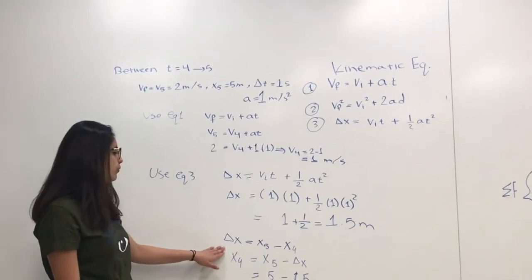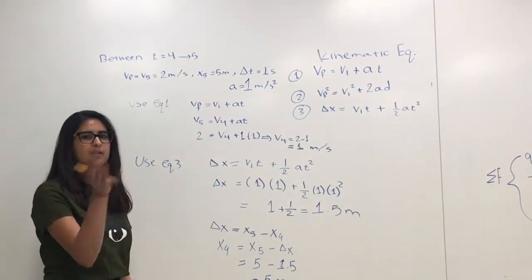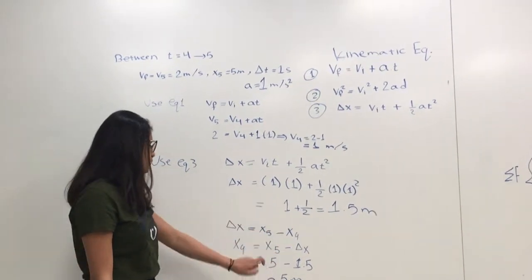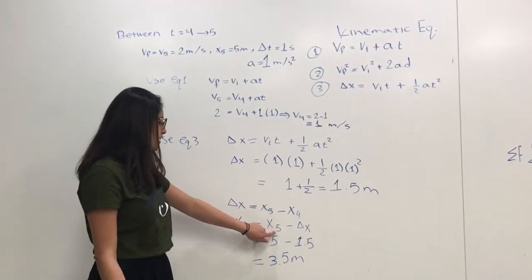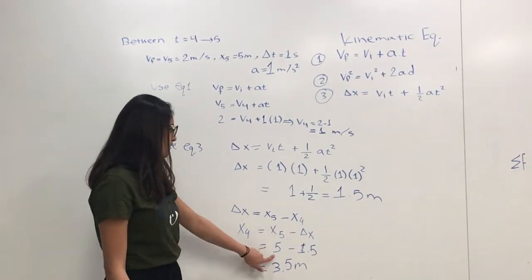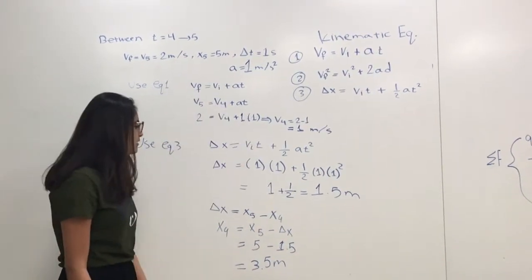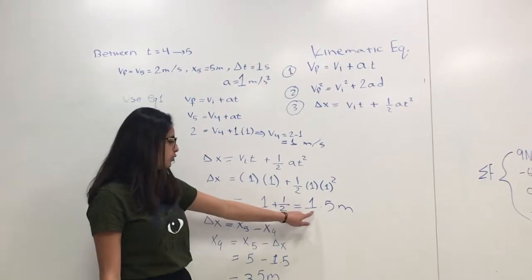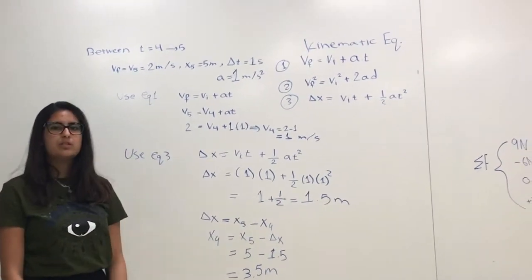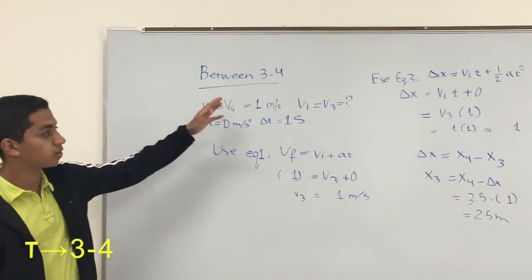Over here, we know that delta x is the final position minus the initial position. In this case, it's x5 minus x4. So x4 is equal to x5 minus delta x. We want to find x4. We know that x5 is 5 meters, because we're given that, and delta x we solved for, we got 1.5 meters, which means we get 3.5 meters. So now I'm going to talk about the time frame between 3 and 4.